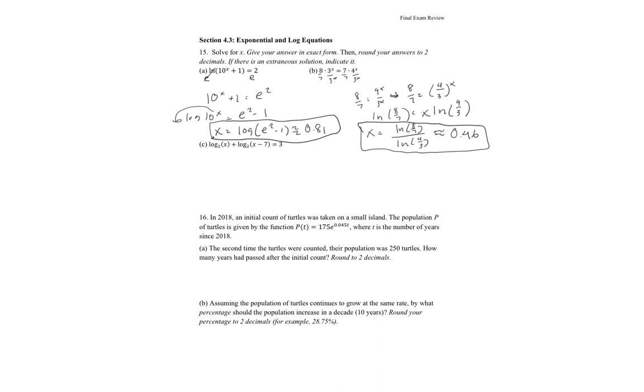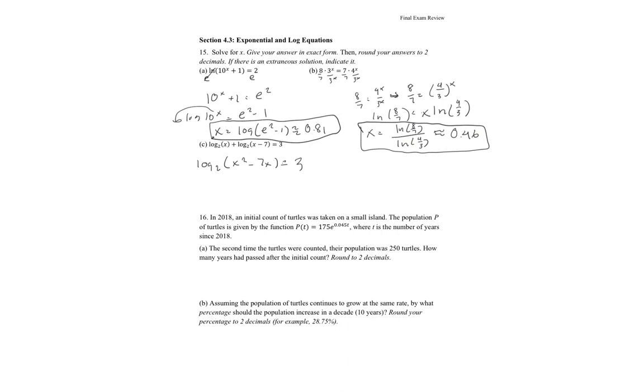And then if we come down to part C, we have logs that are being added together. And remember, when we have logs that are added together, we can take what they have inside and multiply them. And so that's going to be log base 2 of x times x minus 7. But I'm just going to go ahead and FOIL that out, and that's going to be x squared minus 7x, right? And that's going to be equal to 3.